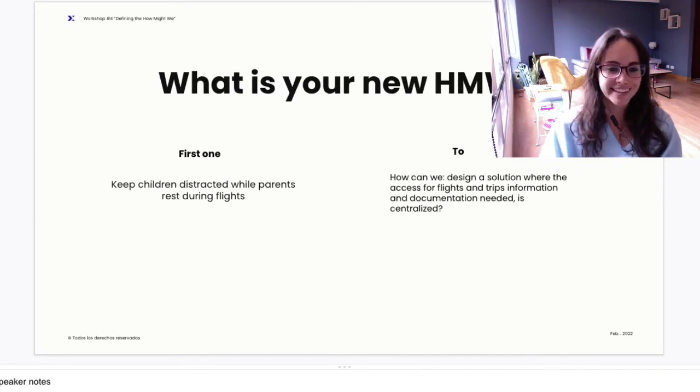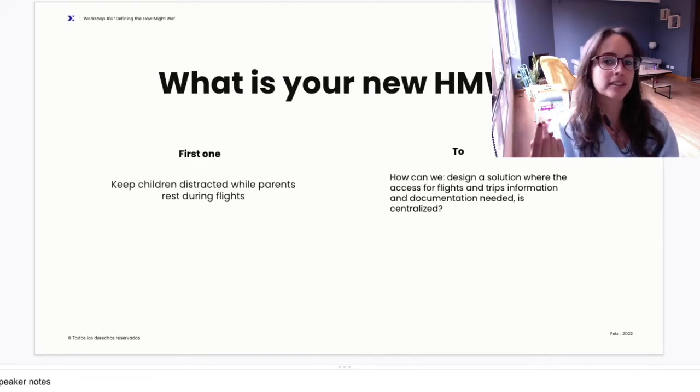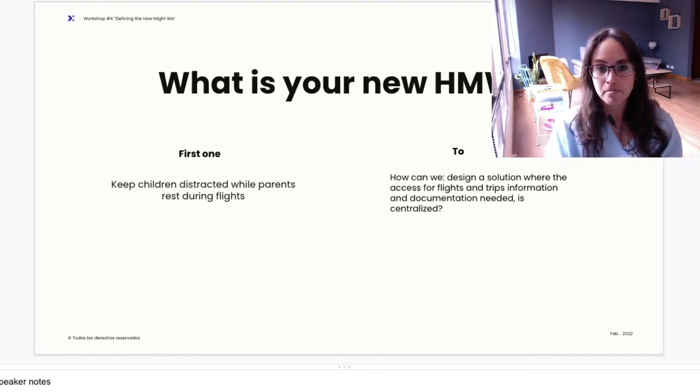The first one, again, was keep children distracted while parents rest during flights. And this, as you can see, was attached to the first idea of interactive flights. But then, after doing all we did in the last workshops, we understood it's not that specific need of the market, but rather how can we design a solution where the access to the flights and trips information and documentation needed is centralized.